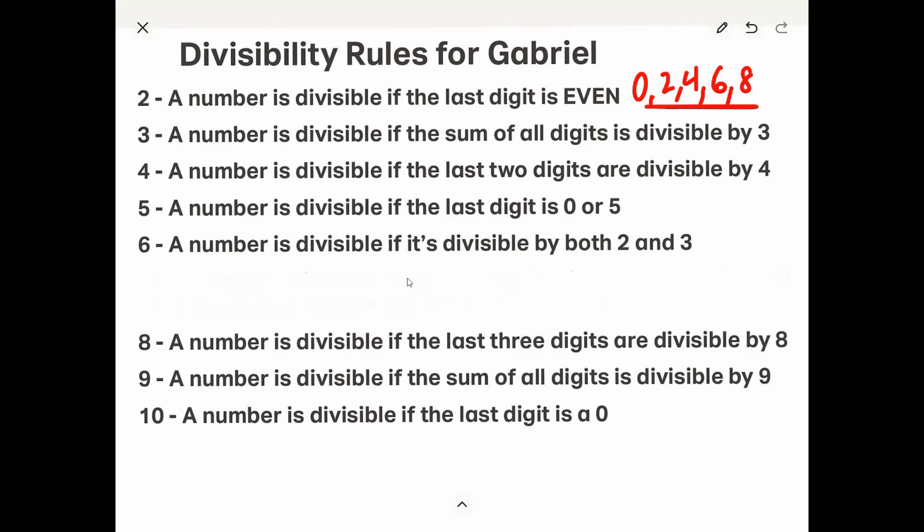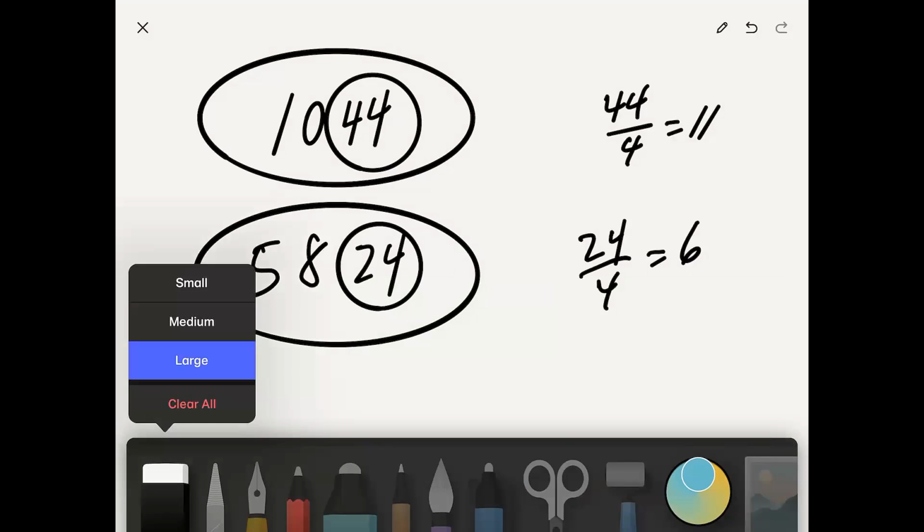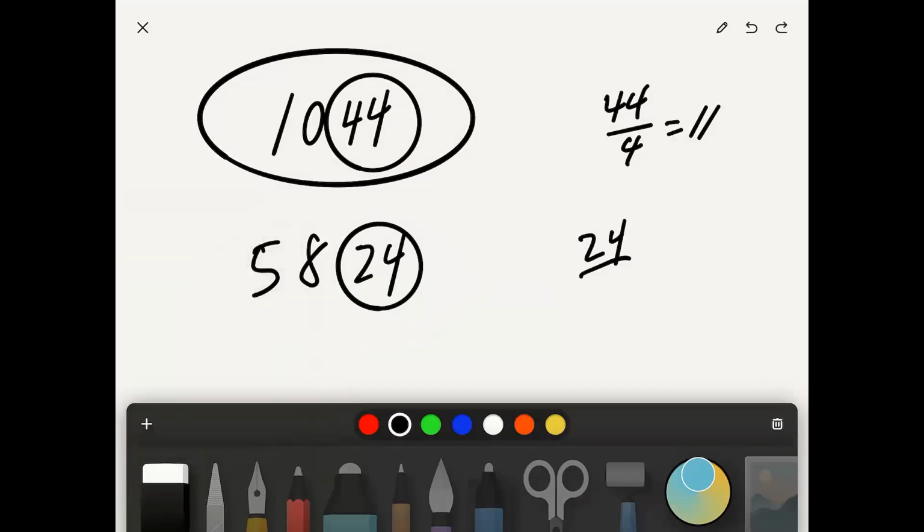Now 6 is a combination of 2 rules. It says any number is divisible by 6 if that number is divisible by 2 and divisible by 3. So remember, it has to be even and the digits have to be divisible. When you add up all the digits, it has to be divisible by 3. So let's look at an example. Here, let me get rid of this. Actually, let's use these numbers and see.